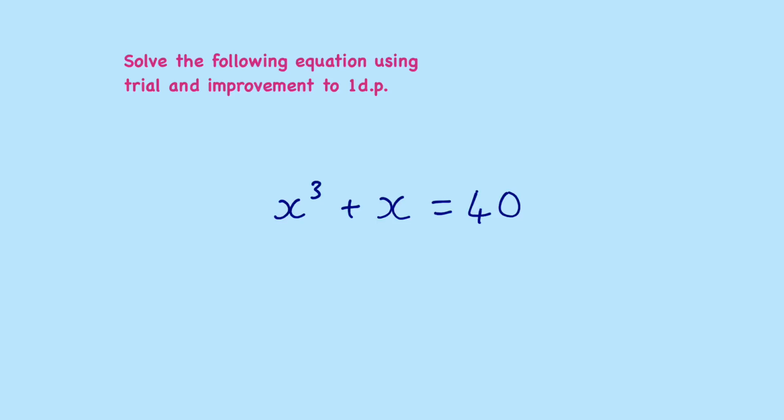To do this, we try a value of x we think might work. If this is not correct, we improve the guess. That is why it's called trial and improvement.